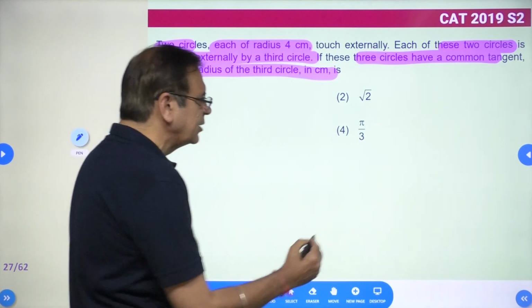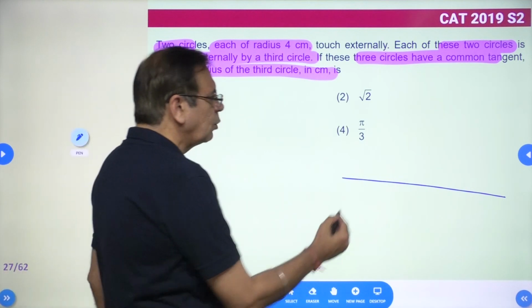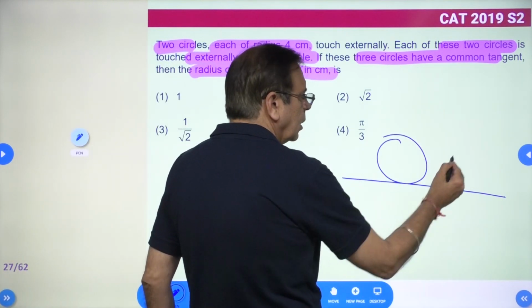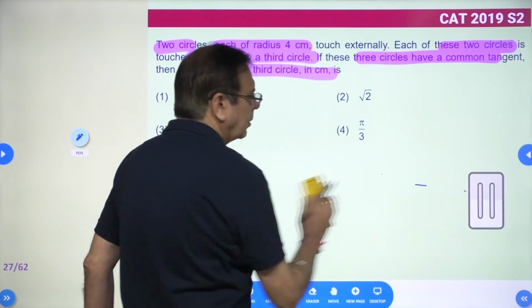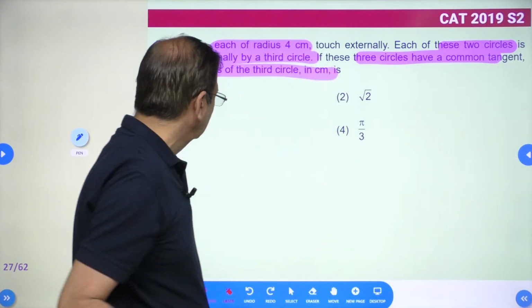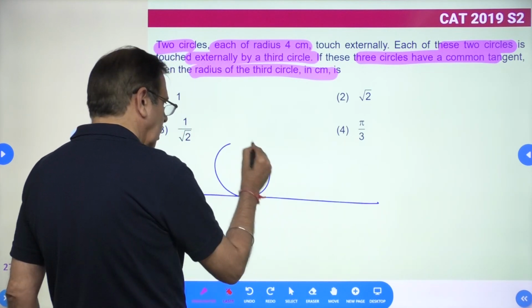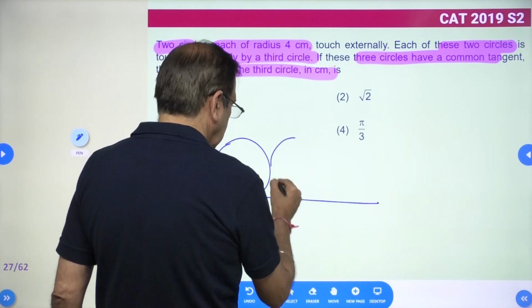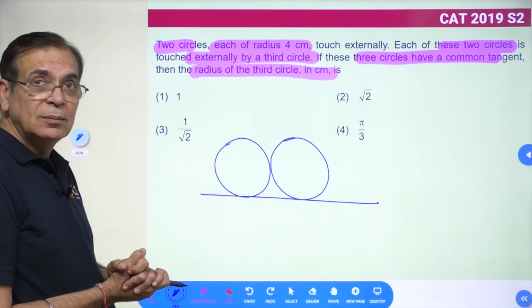Let's start in reverse, and draw the tangent first. So first I make a tangent. Now I draw 2 circles. Let me draw this a bit neatly. It's difficult for me to make a figure on the screen. I find it much easier to work on paper. And where will you fit the third circle?